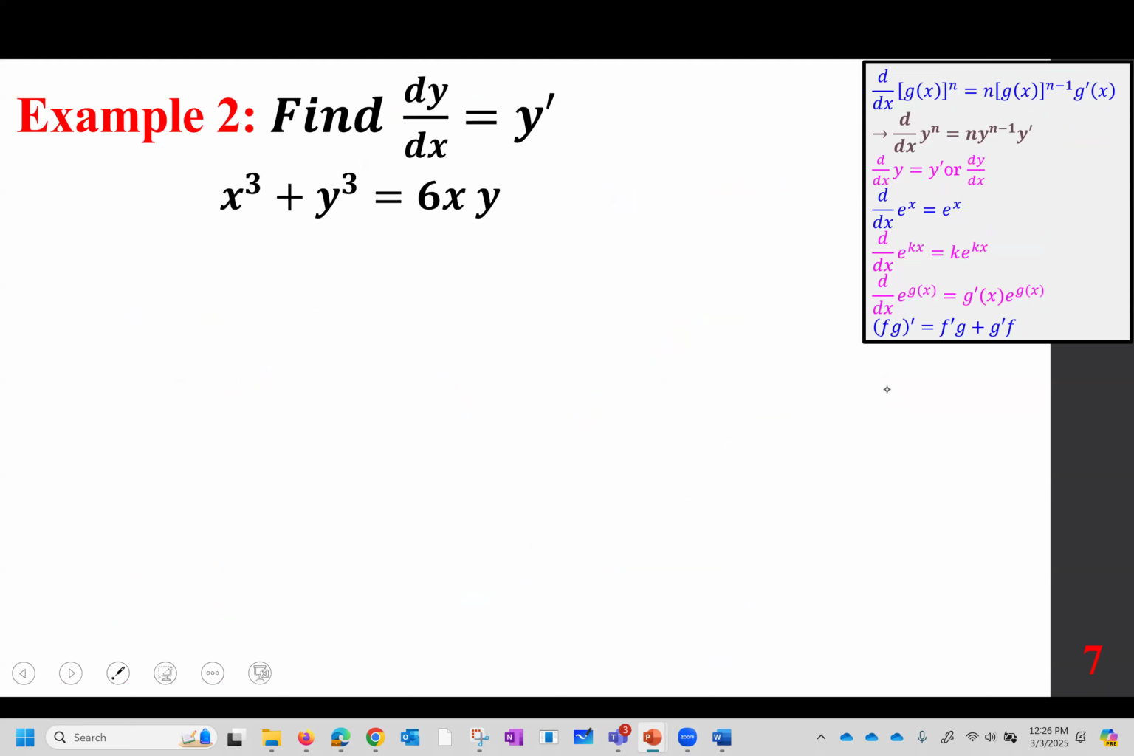Find dy/dx, or y prime, where x cubed plus y cubed equals 6x times y. We differentiate term by term. The first one gives us 3x squared. Y cubed, the extended power rule on y, because y in this case is a function of x. So n y to the power of n minus 1 times y prime, that means 3y squared dy/dx, or y prime.